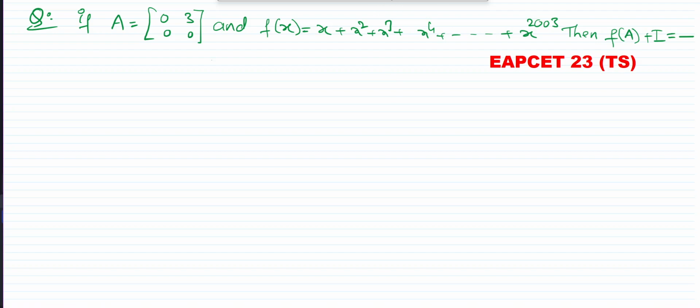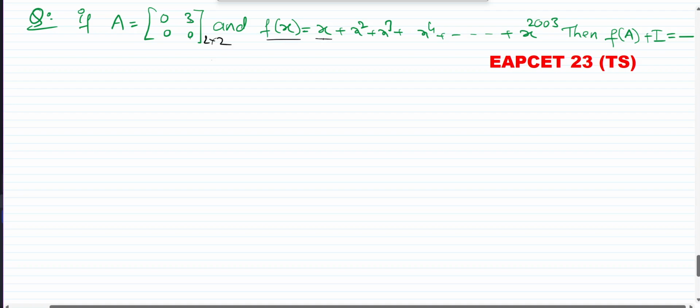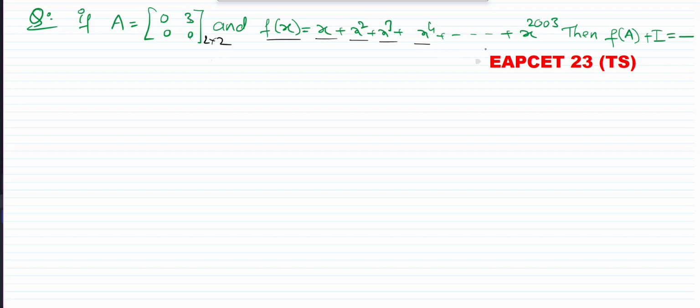This is the next question from Matrix. So EAPCET 23 TS problem. Here capital A is given, that is 0, 3, 0, 0, a 2 by 2 matrix is given. Now f of x is equal to x plus x square plus x cube plus dash dash x power 2023. Then f of A plus I is equal to dash. A matrix is given, 0, 3, 0, 0.